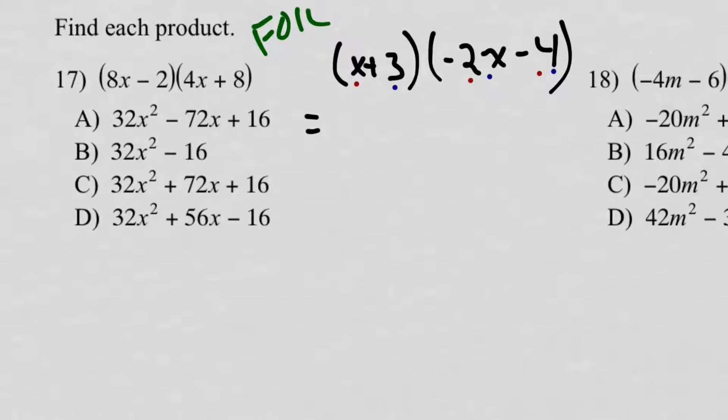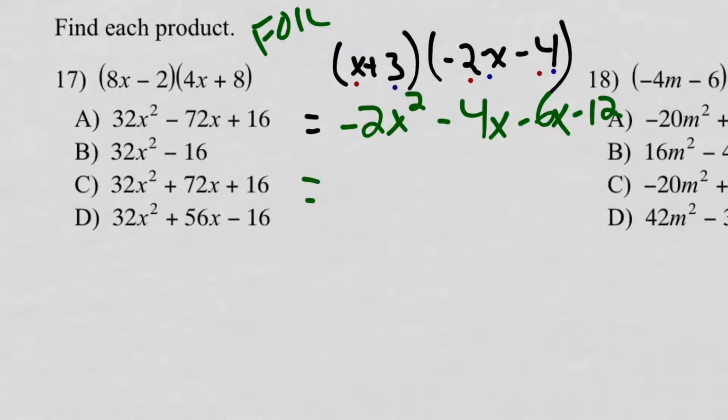So as we complete the operation then, x times negative 2x is minus 2x squared, right? Because it was x times x in there. Then we have x times minus 4, which is minus 4x. Then 3 times minus 2x is minus 6x. And without running out of room here, 3 times 4, minus 12. Okay, on to the next line.